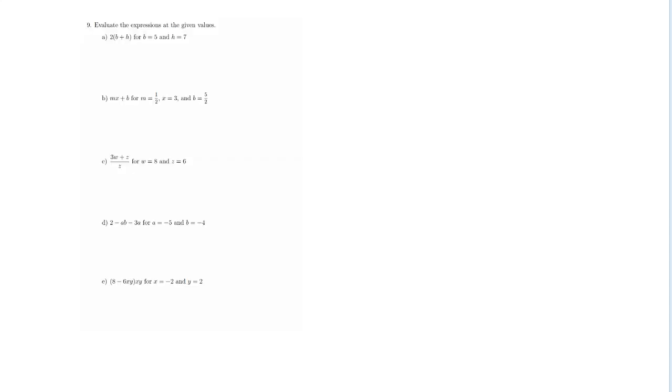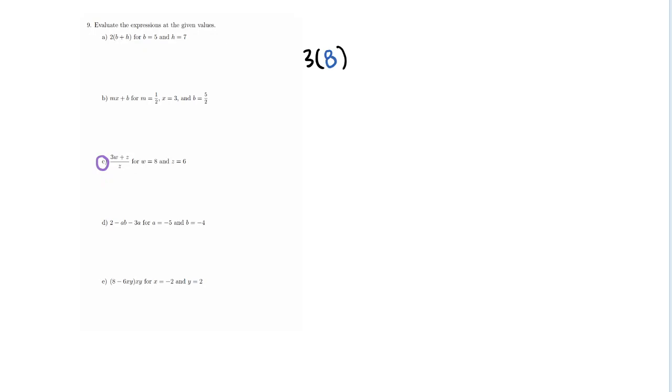So this next example, we're asked to evaluate the expressions at the given value. So we're given a bunch of different expressions, and they have different variables in the expressions, and we're told to compute the result when we plug in these different values for the variables. And so here I'd like to go over one example. Let's go over part C of this problem. So here this says we've got the expression (3w plus z) all over z. And so what we're going to do is replace w with 8.